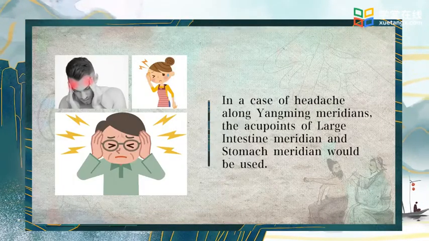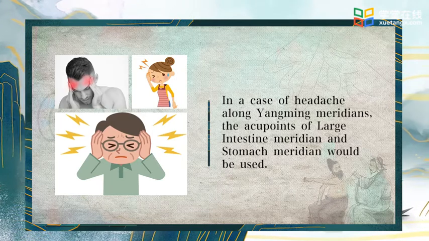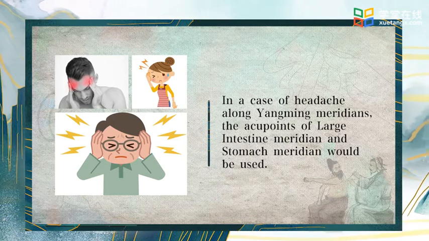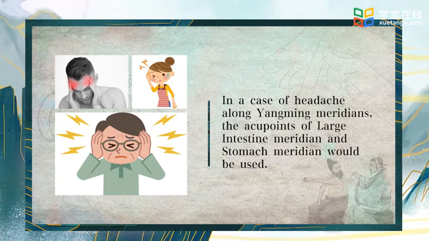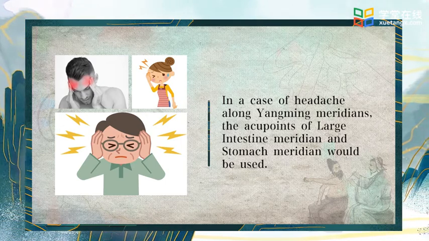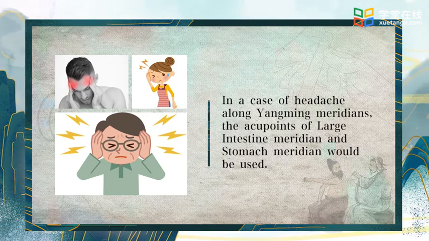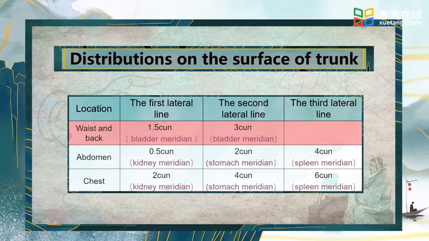Therefore, in clinic, we can deal with headaches of different areas according to the distribution rules. For example, in a case of headache along Yang Ming meridians, the acupoints of large intestine meridian and stomach meridian would be used. Distributions on the surface of trunk, at waist and back.